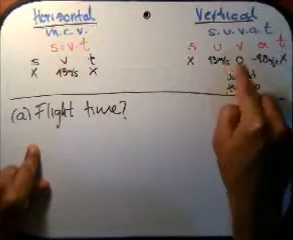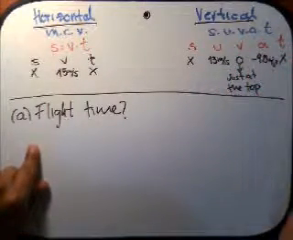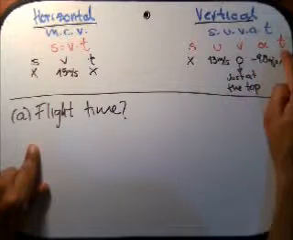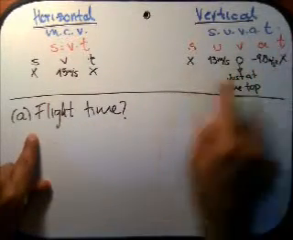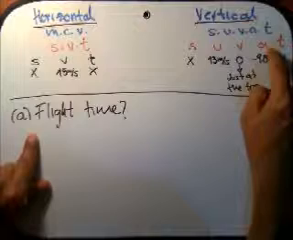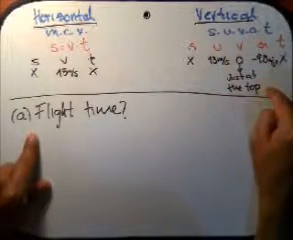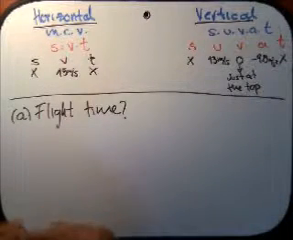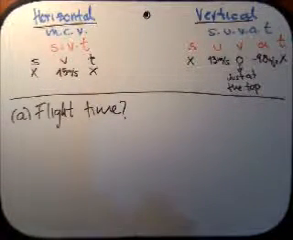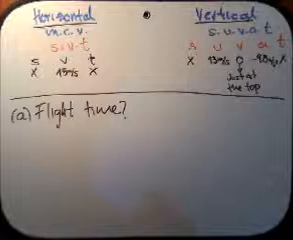So is there any equation that would allow us to find the time, which is what we want, knowing the acceleration, the initial velocity, and the final velocity at the top? Yes, there is one equation that is going to help us do that. So let's see how we do it.